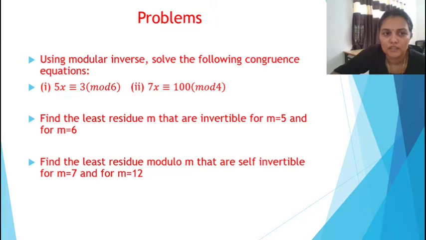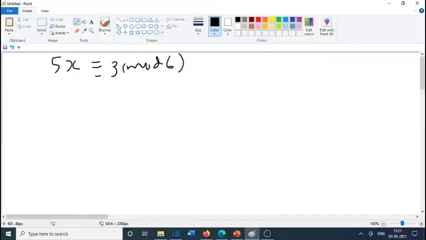Now we have three problems. First, using modular inverse, solve the following congruence equations: 5x ≡ 3 (mod 6) and 7x ≡ 10 (mod 4). So the first problem is we have to solve 5x ≡ 3 (mod 6) using modular inverse.